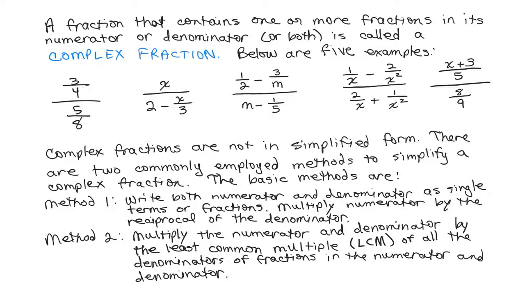And in method 2, you don't need to have it in the form as the very first example up here. Instead, to simplify the complex fraction, the first step would be to multiply the numerator and denominator by the least common multiple of all the denominators of all the fractions in the numerator and the denominator.